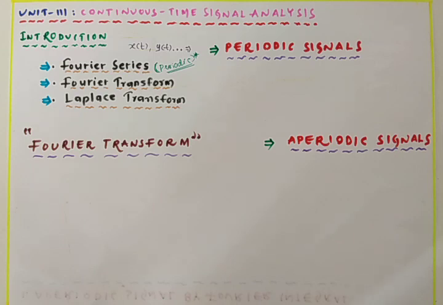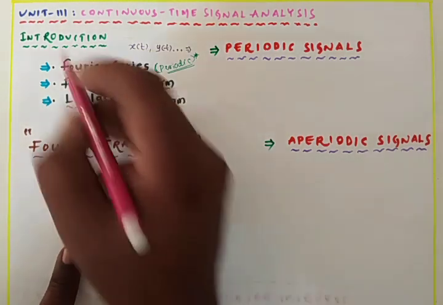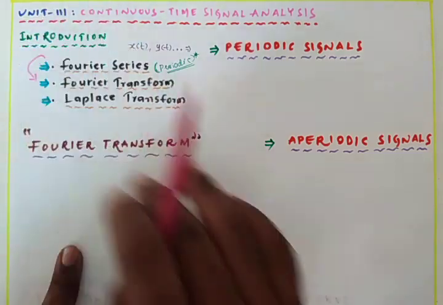So most of the signals available in the world are aperiodic signals only, and those aperiodic signals cannot be represented by the Fourier series. So we are looking for another representation that is called the Fourier transform.